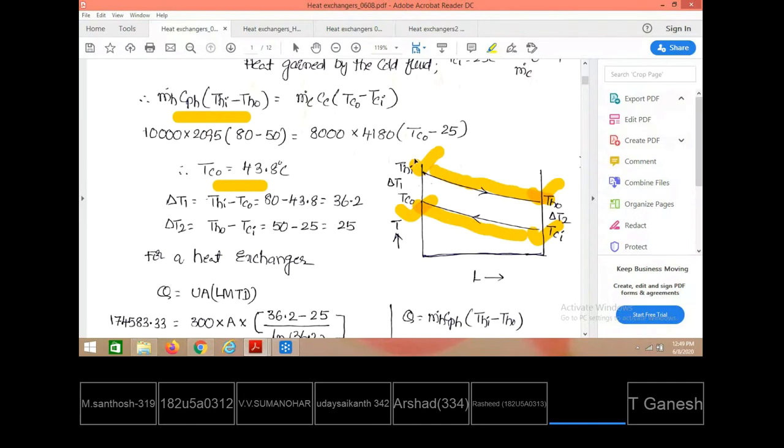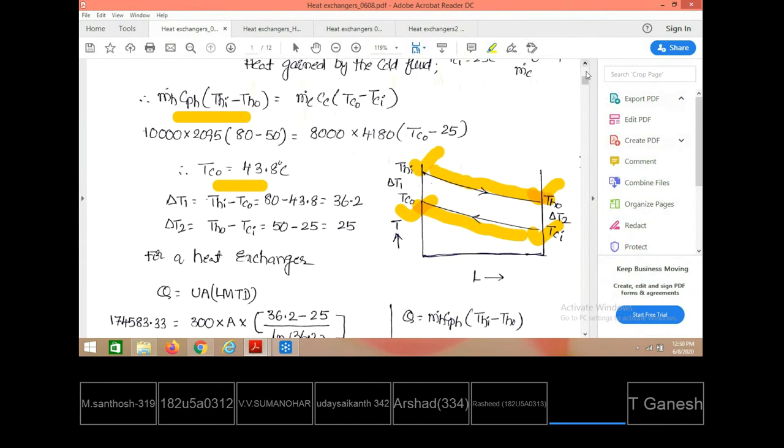Then at the inlet level, delta T1 equals Thi minus Tc naught. At the exit level, delta T2 equals Th naught minus Tci, the temperature difference between hot and cold fluids. So delta T means the temperature difference at a section, this one at the inlet section, and this one for the exit section of the heat exchanger. In this case, all the terminal temperatures are known, so we go for using this LMTD method.